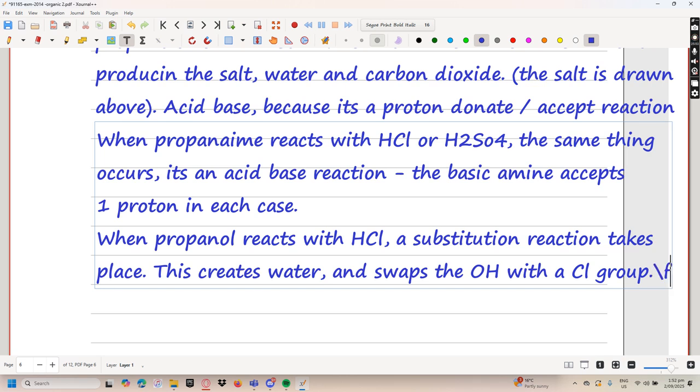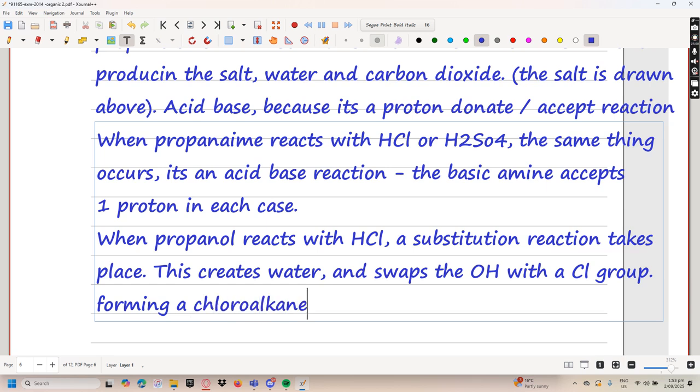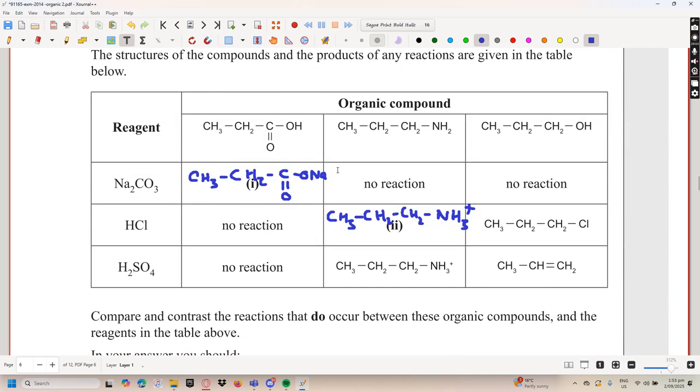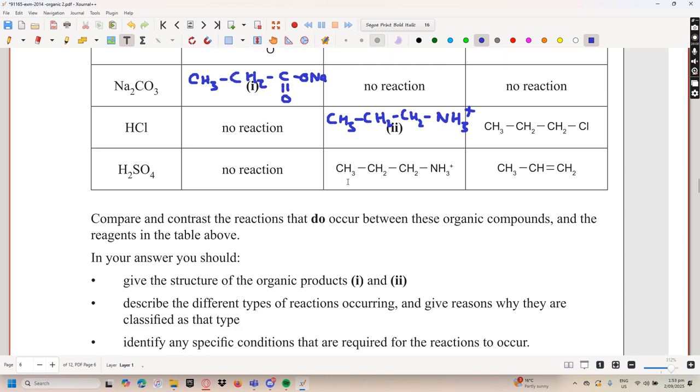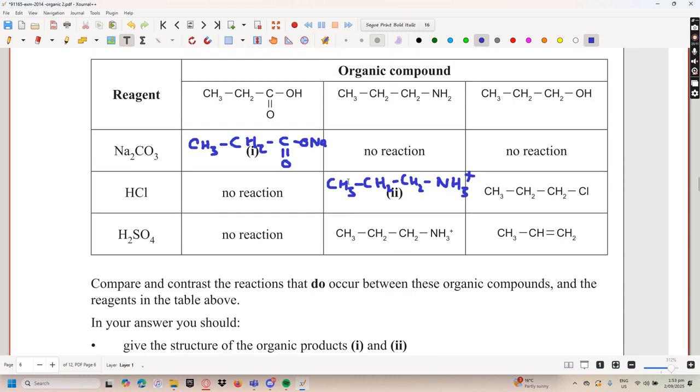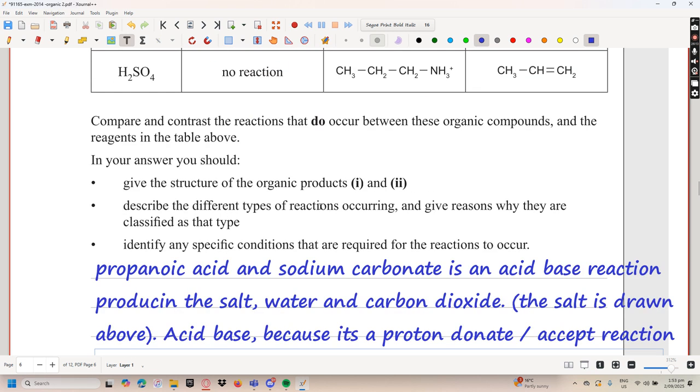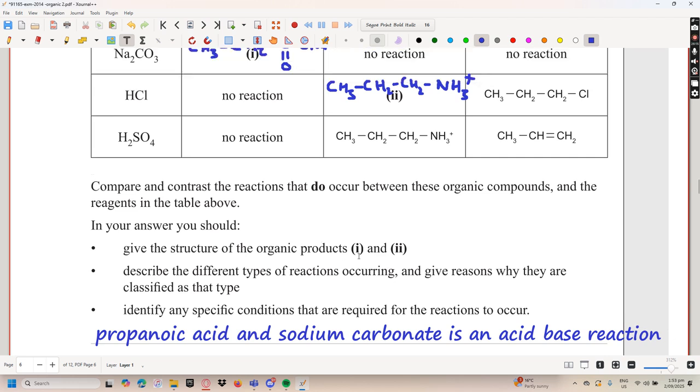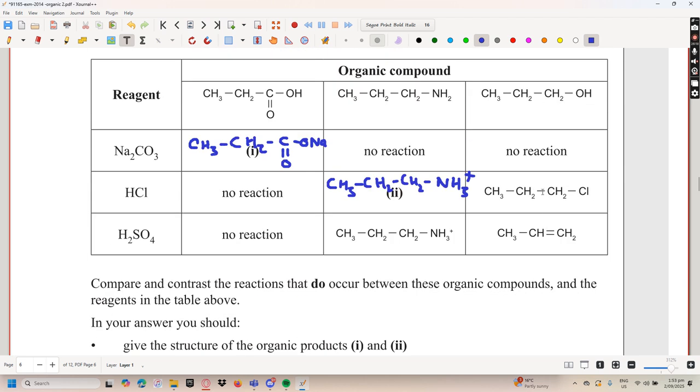And it forms a chloroalkyl. When you get this guy here reacting with, identifying specific reaction, specific conditions that are required. That shouldn't require conditions.